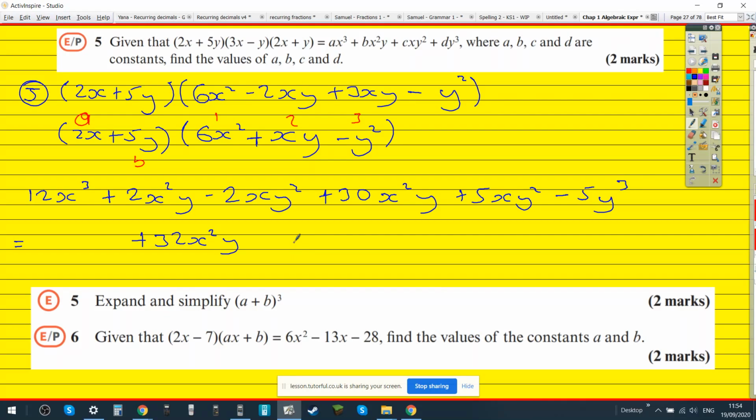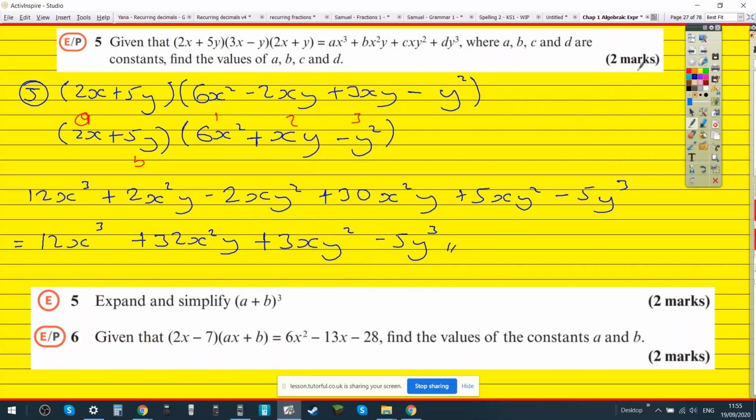And then minus 2xy squared plus 5xy squared is 3xy squared. And then I think that's all. So the answer would be 12x cubed, and then minus 5y cubed. Well done. So actually, I could have let you just do that all by yourself.